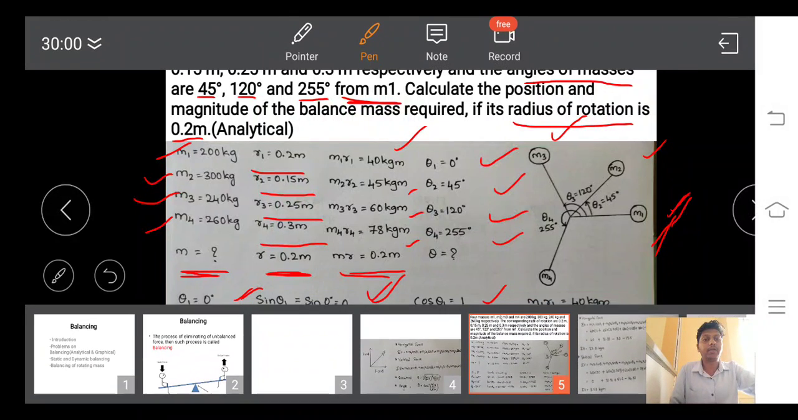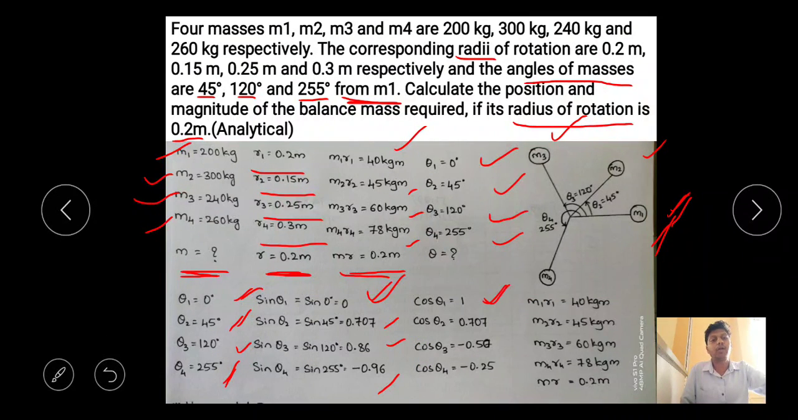If you just type it in the calculator you will get 1. So you just write that value. Now sin and cos of 45 degree, you will get 0.707. Then cos of 120 degree you will get minus 0.50. Cos of the next, 255 degree, you are getting minus 0.25. And these are the M1 R1 values you are getting: 40, 45, 60 and 78 and 0.2.